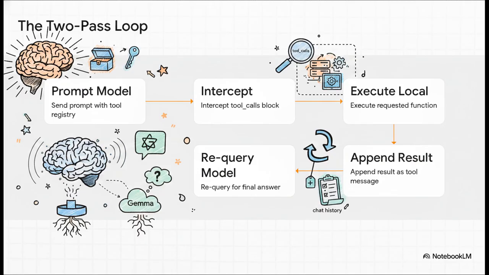If the model decides, hey, I need a tool for this, we intercept that tool_calls block. We then execute the requested function locally on our machine, safely behind our perimeter, of course. We take that result, append it to the chat history as a tool message, and then we re-query the model. Finally, Gemma 4 synthesizes a solid, grounded answer based on reality rather than just guesswork.